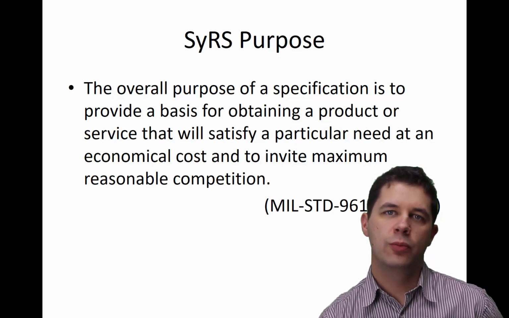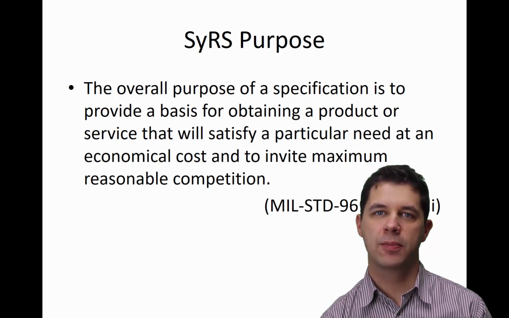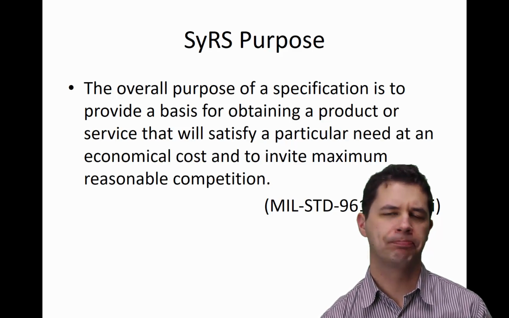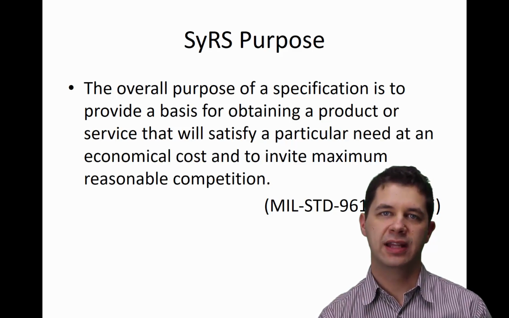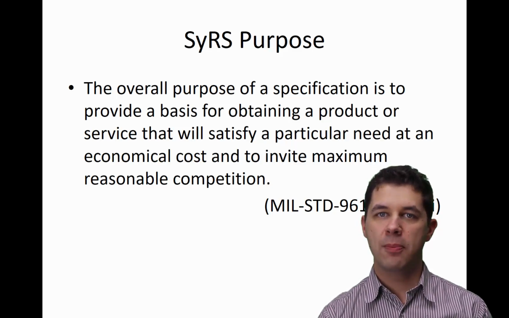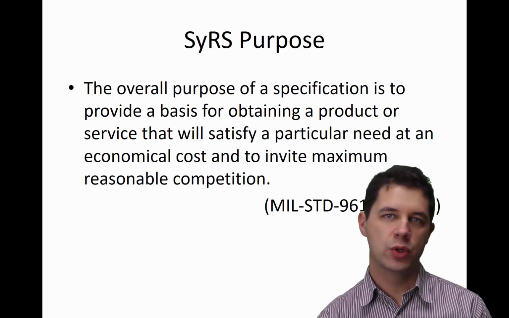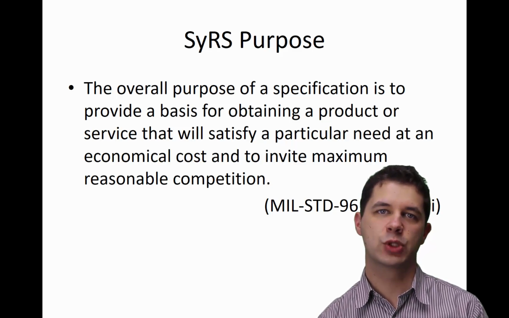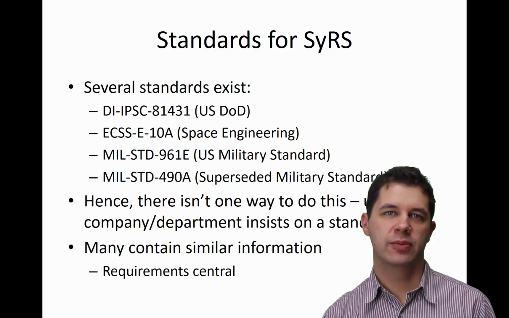It says the overall purpose of a specification is to provide a basis for obtaining a product or service that will satisfy a particular need at an economical cost and invite maximum reasonable competition. So what it's really saying here is it will enable us to actually meet this particular need, obtain this particular product or service, and invite people to potentially tender for this as well. Once we've actually worked out what all our needs and requirements are, and that's the central component of this system requirement specification document.